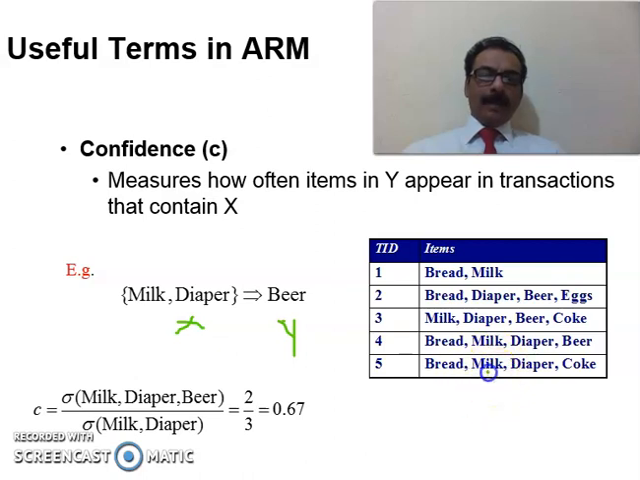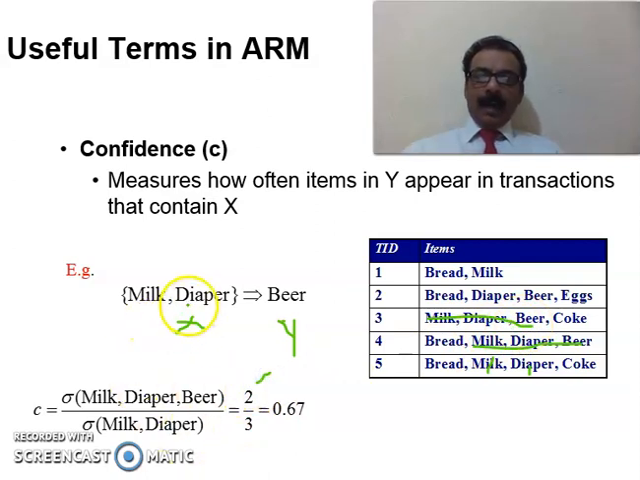So have a look at here, milk, diaper. Here beer has not been there. So in this, if you look at milk, diaper, beer, and here if you look at milk, diaper, beer, there are two transactions where milk, diaper, beer appear together. That is what you're seeing here in these two.